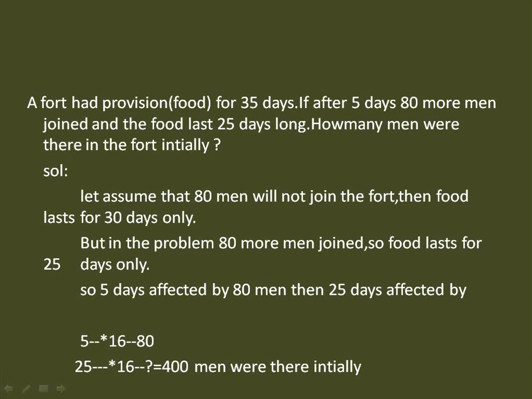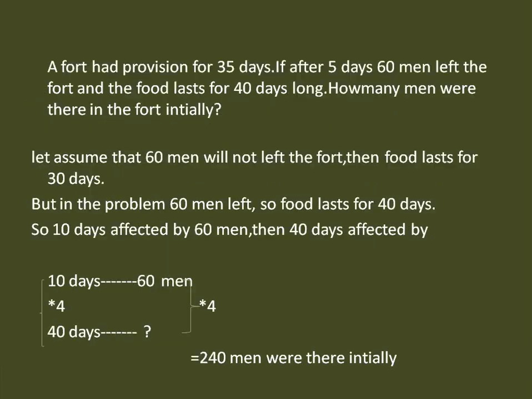See, a fort had provision for 35 days. If after 5 days 60 men left the fort and the food lasts for 40 days long, how many men were there in the fort initially? Directly we will solve the problem. As I have already told in the previous problem, a fort had provision for 35 days. If after 5 days 60 men left the fort, the food lasts for 40 days.